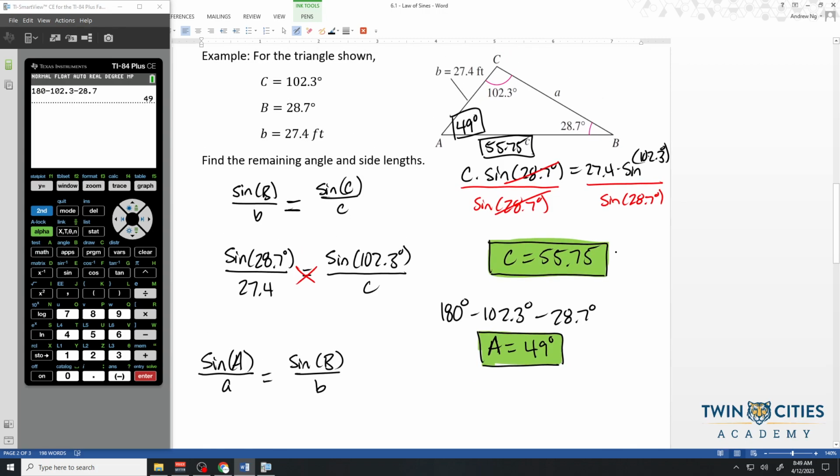Okay, let's fill in what we know. This will be sine of 49 degrees over unknown a. This is equal to sine of B, so angle B is 28.7 degrees, over 27.4 feet.